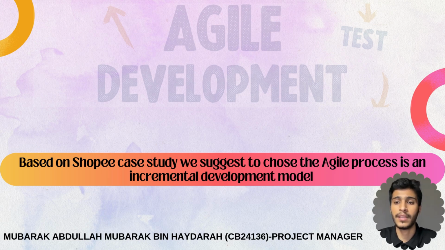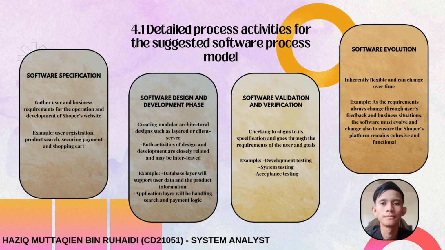Based on the Shopee case study, we suggest choosing the agile process as an incremental development model. So next is the detailed process activities for the suggested software process model. Firstly, the first thing that comes is software specification. Software specification will gather user and business requirements for the operation and development of Shopee's website, for example, user registration, product search, secure payment, and shopping cart.